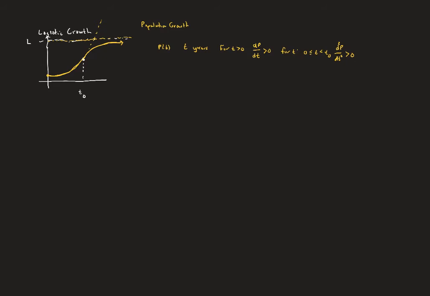And we can see that for t greater than t sub 0, going on to infinity, it changes to concave down. And so we would say the second derivative of p with respect to t twice is going to be negative on that interval.